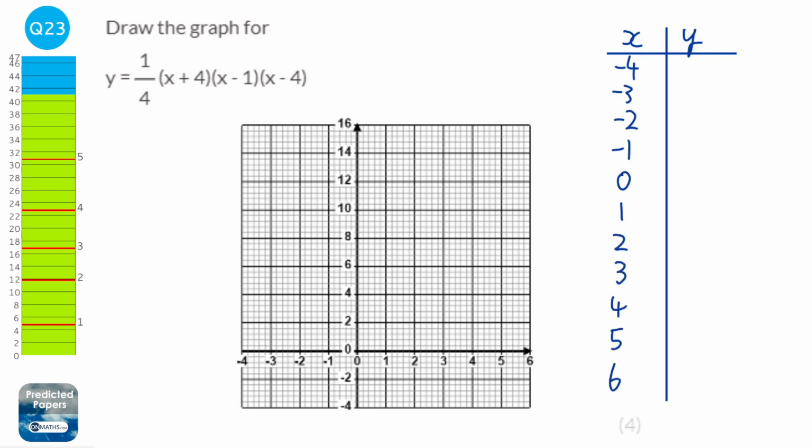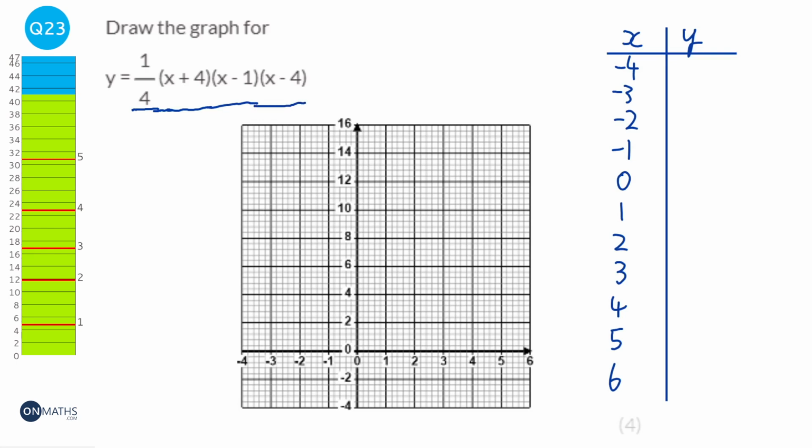Lots and lots. And I'm going to find out what the y coordinate is. So for the first one, I'm going to put in, on my calculator, a quarter times brackets minus 4, close brackets, plus 4, and all of that in brackets. Then I'm going to do the second bracket. So I'm going to put bracket minus 4, close bracket, minus 1, close bracket. And then bracket minus 4, close bracket, take away 4, close bracket.